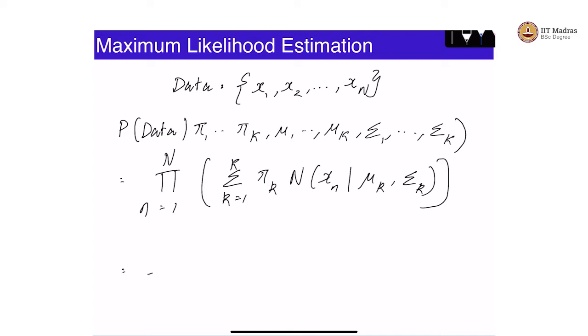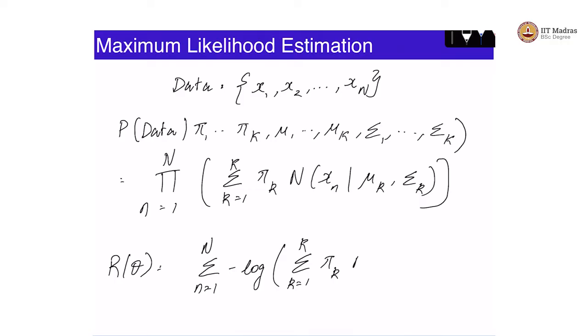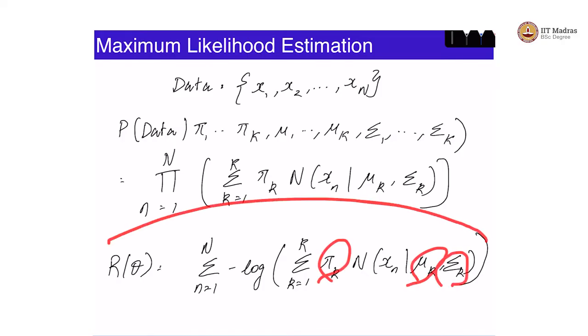That would be R of, let's call all the parameters together into one package, let's call it theta. R of theta is minus the sum over n equal to 1 to capital N of minus log of the sum over k equal to 1 to capital K of pi k times the normal evaluated at xn with mean mu k and covariance sigma k. So this is the expression of the negative log likelihood. And what you want to do is find the parameters pi k, mu k, and sigma k that minimize this term.